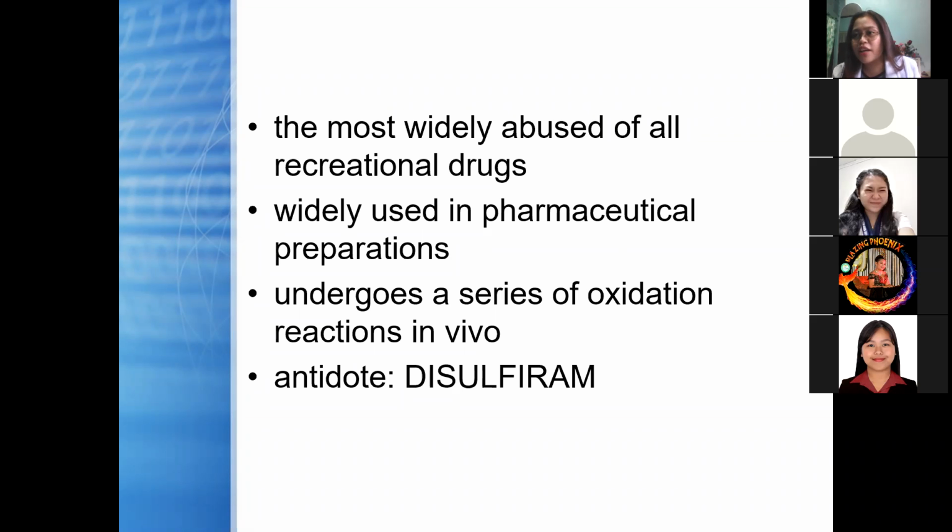Syempre, ethanol man jud ang ginainom, wala na ilaing alcohol na ginainom. So inside the body, it will become acetaldehyde. So ang process ana is oxidation. Actually, series siya of oxidation in vivo.